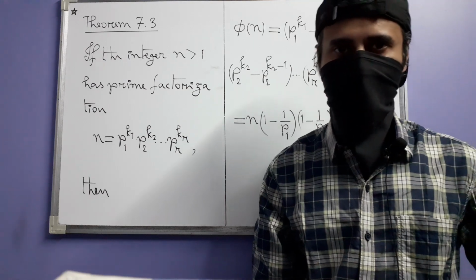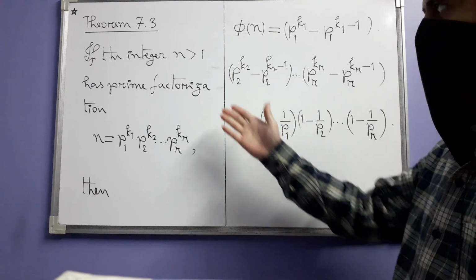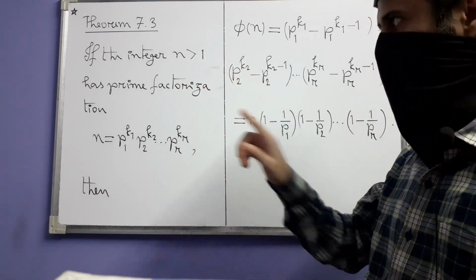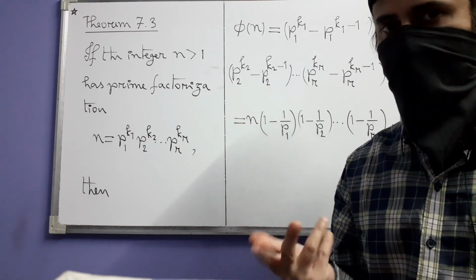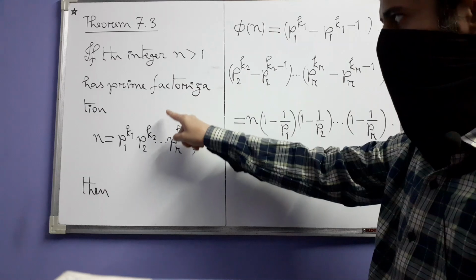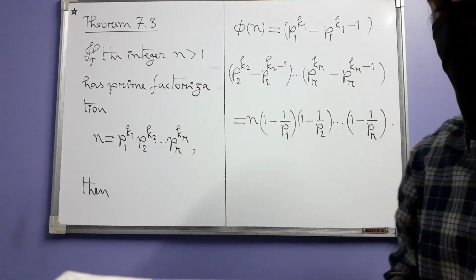So finally we are now able to write a formula for Euler's phi function. Say you have an input n which is a positive integer greater than 1. Phi of 1 is 1, that we already know. So let n be greater than 1. Then it has a prime factorization like this by the fundamental theorem of arithmetic.